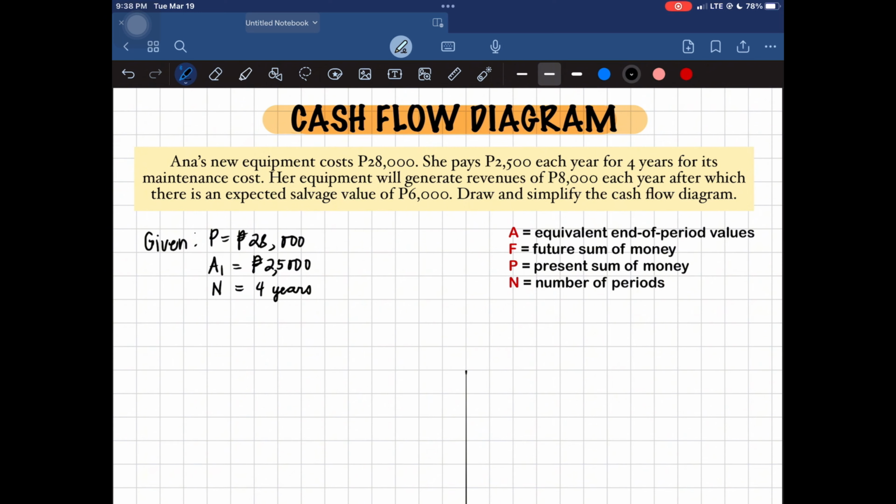So next we have A sub 2, or another uniform series of amount, it's 8,000 pesos. Then next we have the salvage value, it's 6,000 pesos. This will be our F, our future sum of money. Now, given these values, we can now create our cash flow diagram.